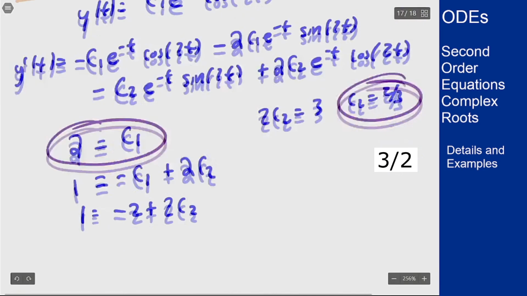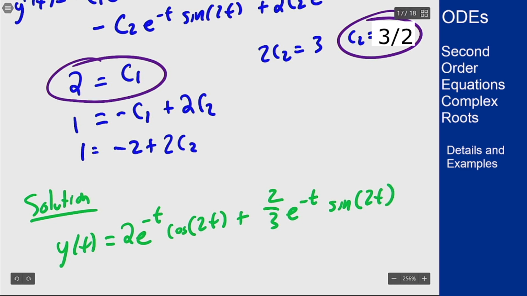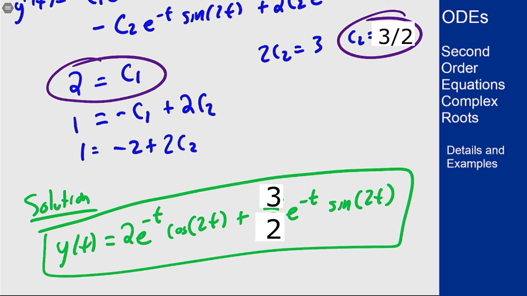Therefore, my solution is y of t is 2 e to the minus t cosine of 2t plus 3/2 e to the minus t sine of 2t. And as a recommendation, you should probably get in the habit of always putting the cosine and sine terms in the same order when you do these, like for c1 and c2. That'll make it easier to keep it straight in your head when you try to actually solve these problems.